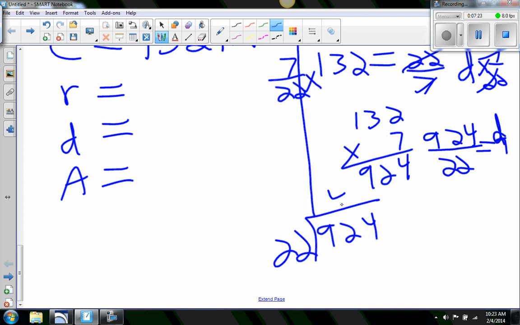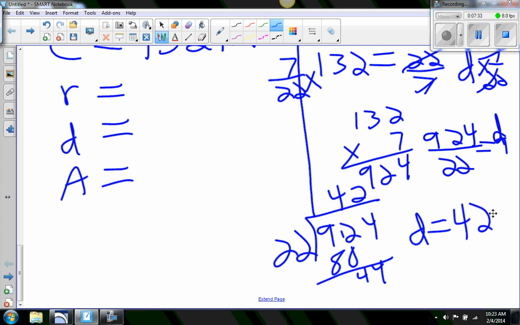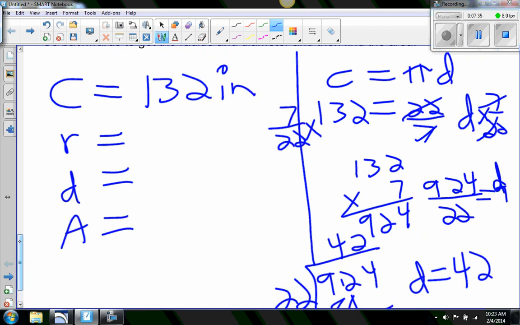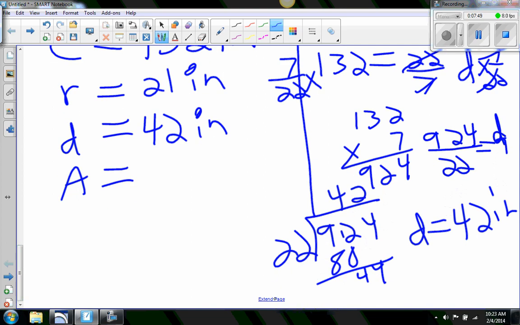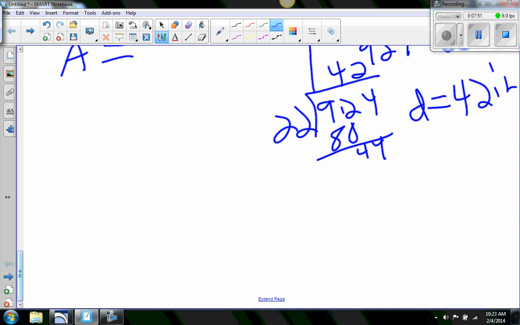So it'll go in there 4. Well, at least they were nice and let it come out evenly. So diameter equals 42, what's our label? Inches. So diameter is 42 inches. Well, if I know the diameter, shouldn't I be able to also know the radius? Radius is just half of diameter. So half of 42 is 21 inches. Okay. So I have one step of the problem left.